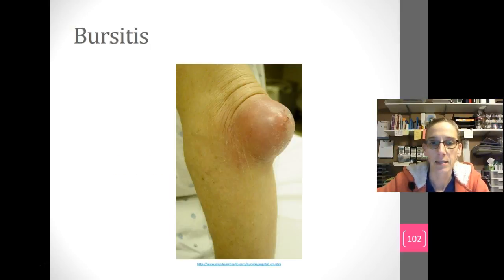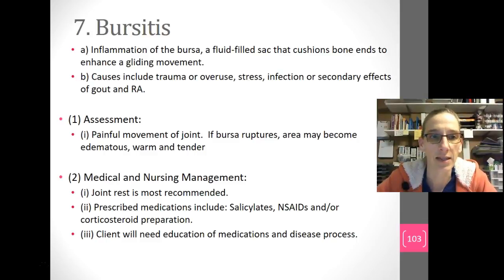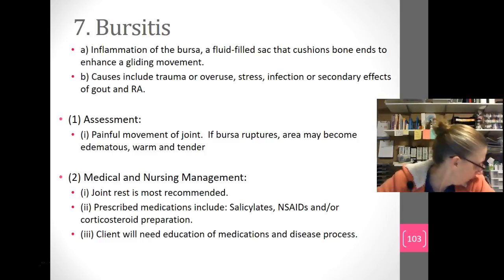All right, bursitis. It's a very painful issue again. This is someone's elbow. Bursitis is an inflammation of the bursa, a fluid-filled sac that cushions bone ends to enhance gliding movement. Elbows, shoulders, knees usually. Causes include trauma or overuse, stress, infection, or secondary effects of gout and RA. Assessment is the painful movement of a joint. If the bursa ruptures, the area may become edematous, warm, and tender, and a distinct lump will be felt.